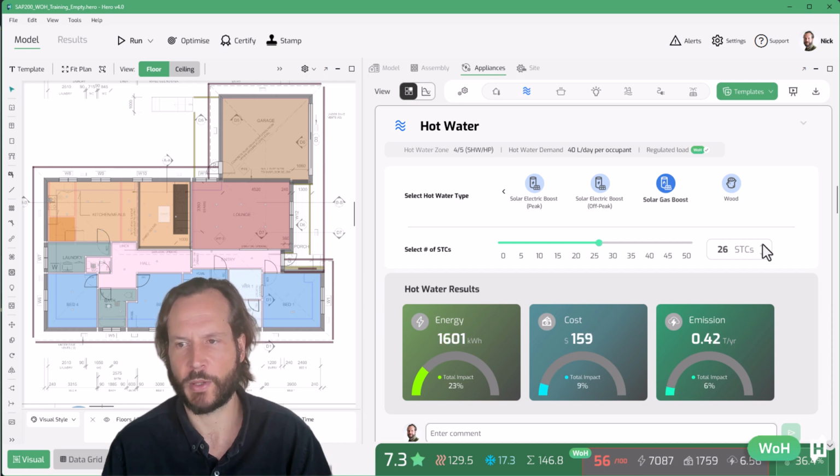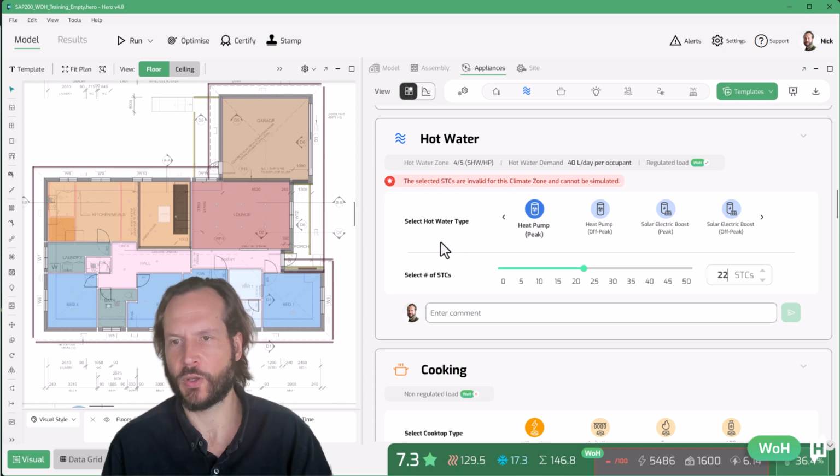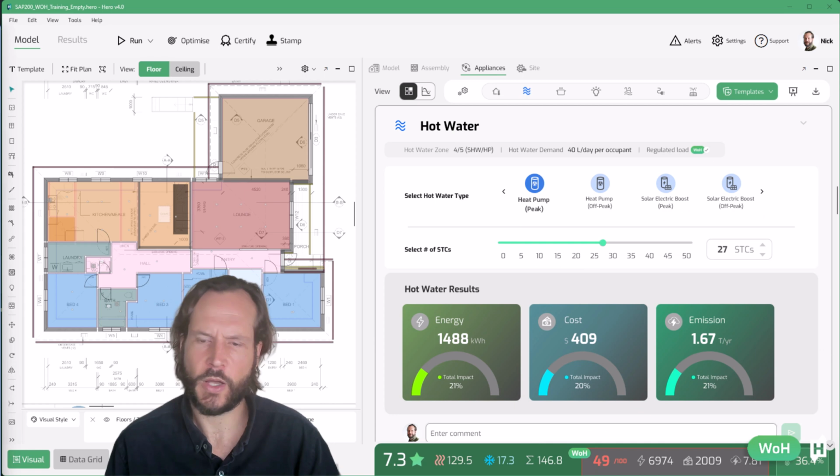You'll also find sometimes STCs that are invalid for your climate zone, meaning that there's no systems available on the market that meet that STC level. And we'll warn you if this is an invalid STC for that climate zone. Okay, where you get that STC value is very important for NatHERS Whole of Home.